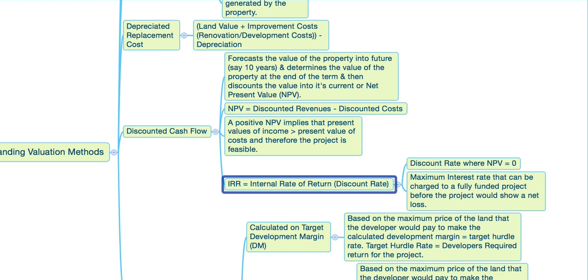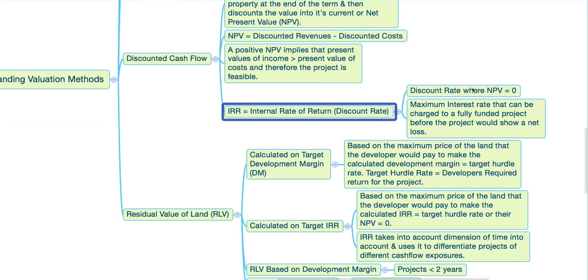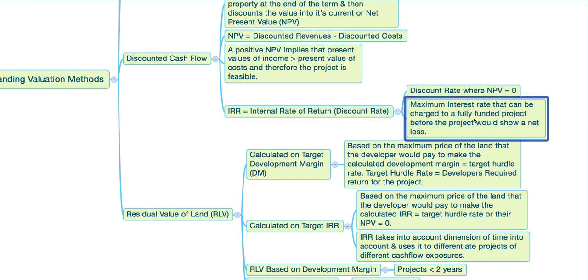So internal rate of return, which is basically the discount rate where NPV is equal to 0. That's what it is, the discount rate where the net present value is equal to 0. And I've explained what NPV is in detail in the financial feasibility module. It is the maximum interest rate that can be charged to a fully funded project before the project would show a net loss.